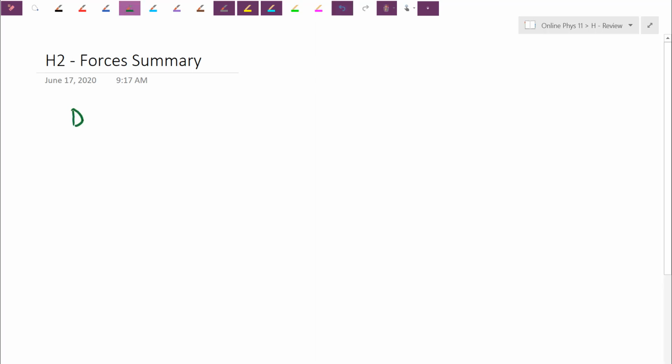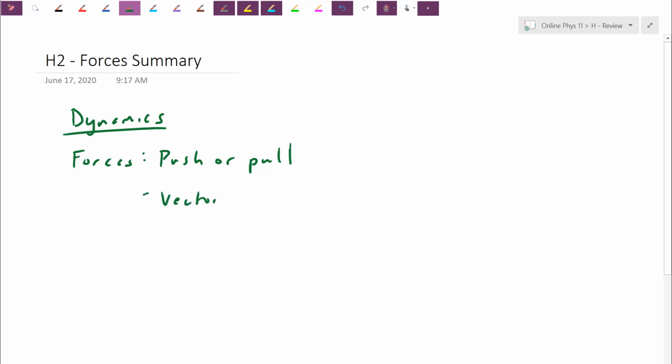So dynamics here, that word in general, dynamics means sort of studying the mechanics of the system. And what we use here is the lens of forces. Forces, if you remember, are just simple pushes and pulls, or push or pull. Because that can be applied in many different directions, we know right away forces are vectors. A vector here has both magnitude as well as direction.